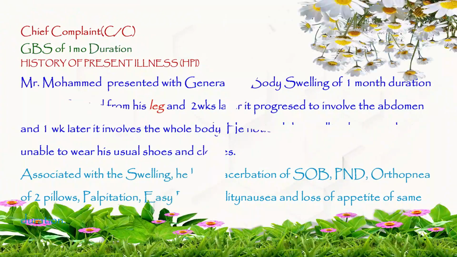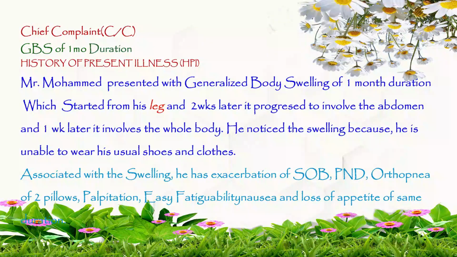Now let's see one sample history elaborating the characterization of a patient presenting with a chief complaint of generalized body swelling of 1 month duration. Under the history of present illness, we can characterize the body swelling like this. Mr. Muhammad presented with generalized body swelling of 1 month duration, which started from his leg, and 2 weeks later it progressed to involve the abdomen, and 1 week later it involved the whole body. He noticed the swelling because he is unable to wear his usual shoes and clothes.